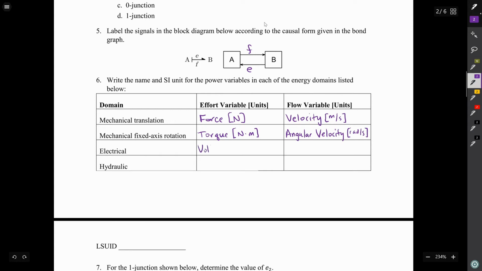In the electrical domain, our effort variable is voltage, which has SI units of volts, and the flow variable is current, which has SI units of amperes. In the hydraulic domain, our effort variable is pressure in units of pascals, and our flow variable is flow rate, or sometimes volumetric flow rate, in units of cubic meters per second.